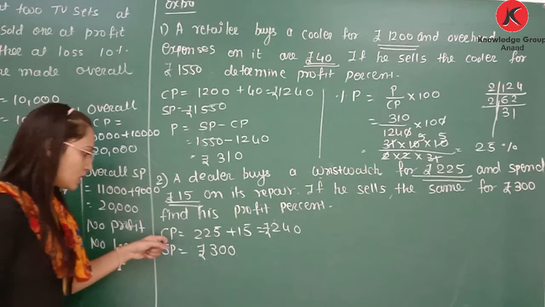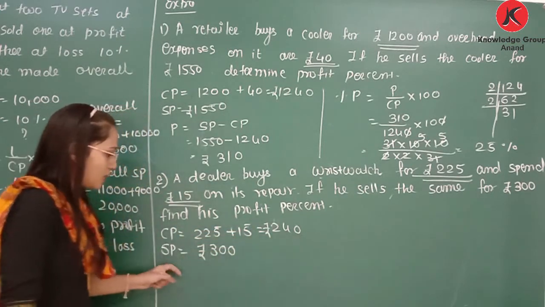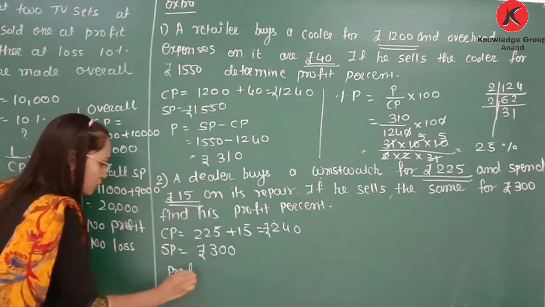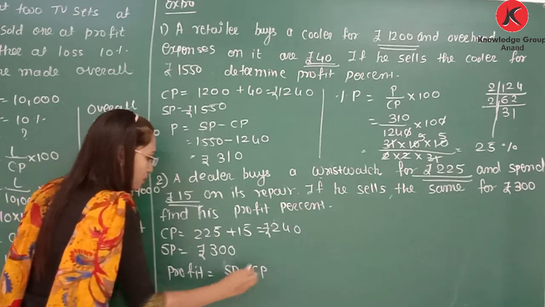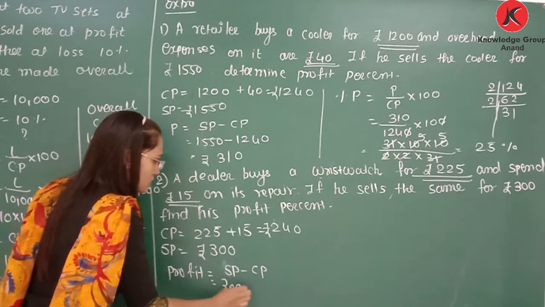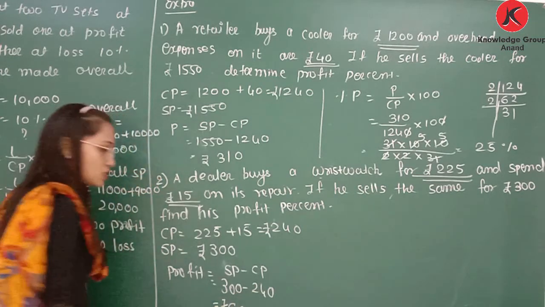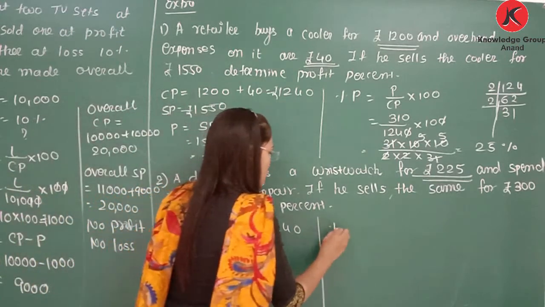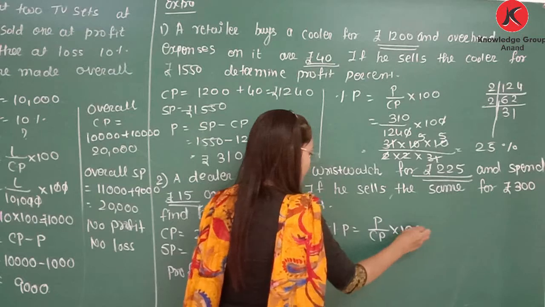So now you can see his total cost price is 240. Selling price is 300. So how much profit did he get? Profit is SP minus CP, that is 300 minus 240. So it is 60 rupees profit on a wristwatch. Now we need to find the percentage profit. Percentage profit is equal to profit divided by CP into 100.